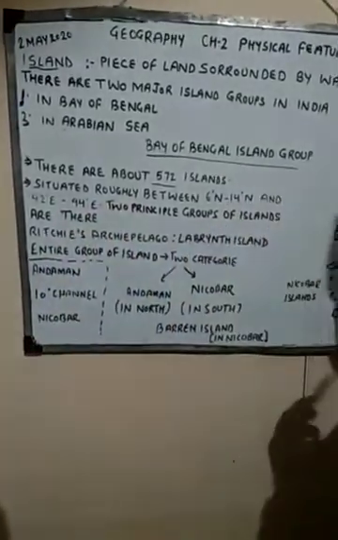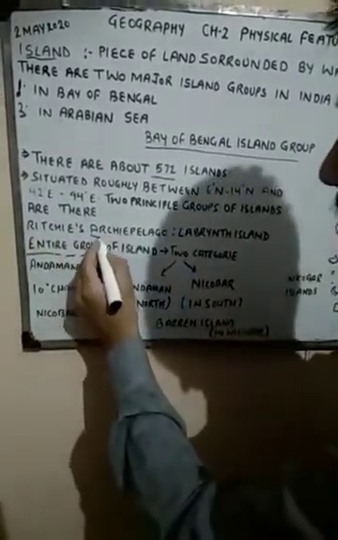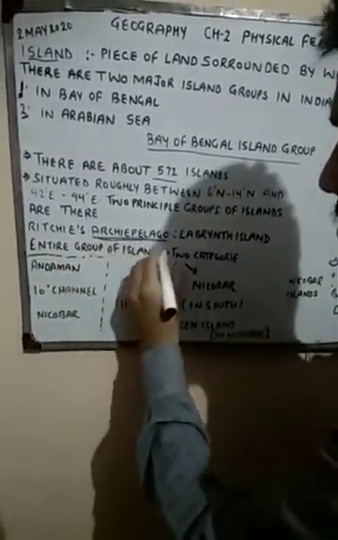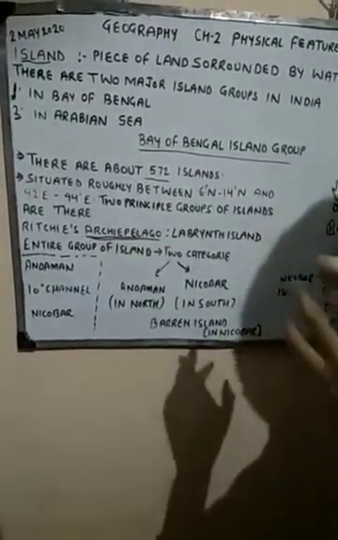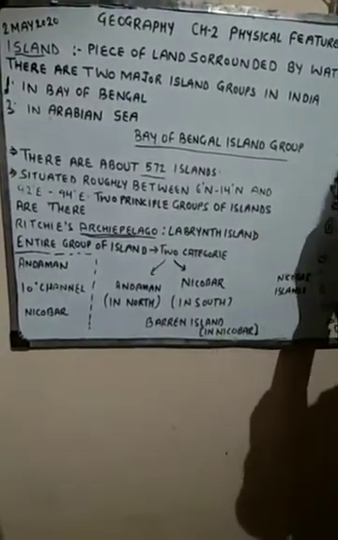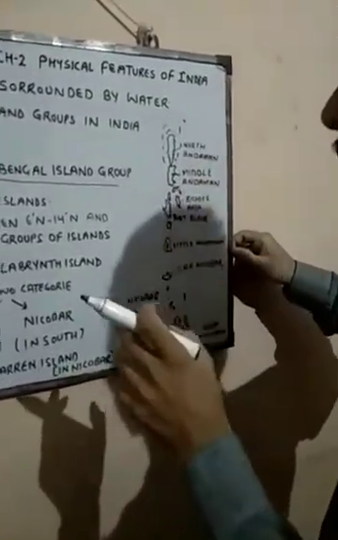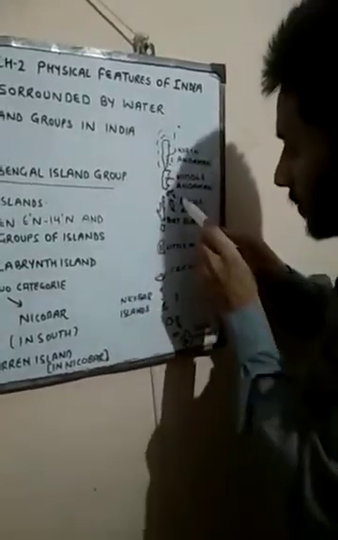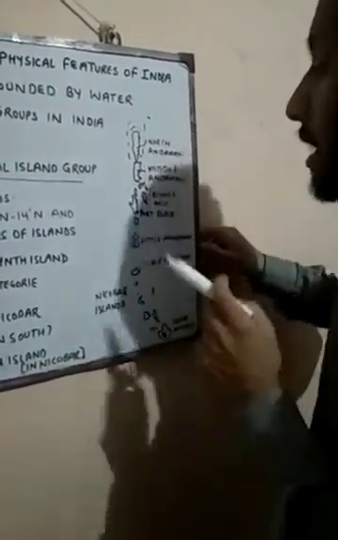First, we have Ritchie's Archipelago. First of all, I'll let you know the meaning of archipelago. An archipelago is a group of small islands which are scattered over an area, like in the image, 1, 2, 3, 4, 5. These small islands are called an archipelago.